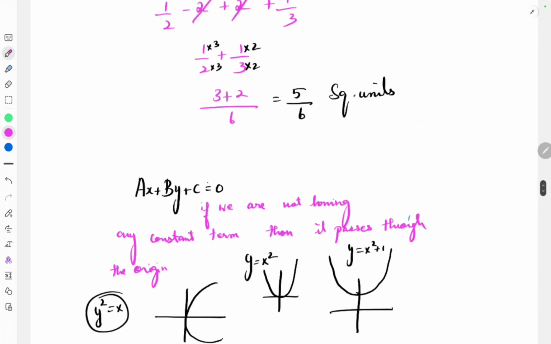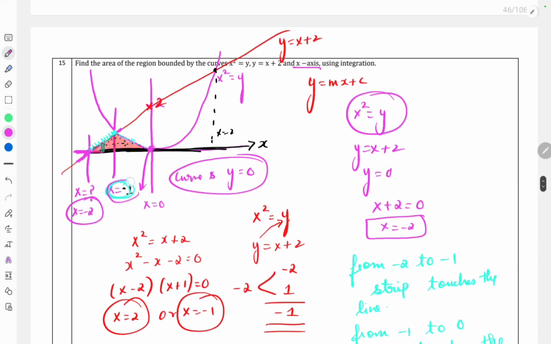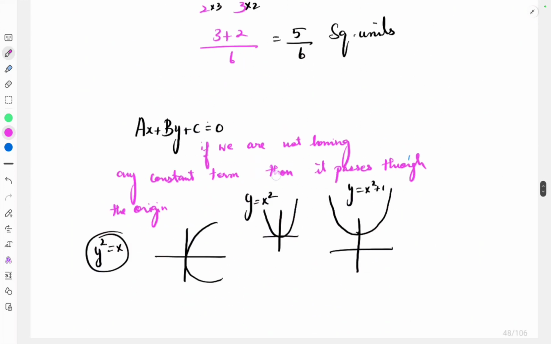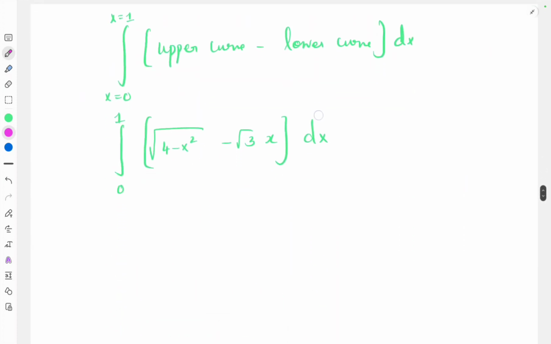So in the previous one, till x equal to minus 1 it was touching the line equation. Once it crosses x equal to minus 1, it is touching the curve, which is x square equal to y. Here it is not like that. So from x equal to 0 to x equal to 1, it is touching the circle equation, the semicircle equation. After that we have to subtract the line equation also, which is y equal to root 3x.